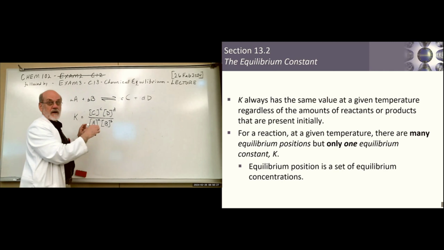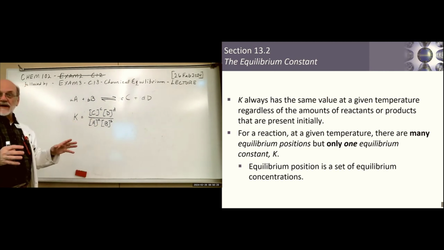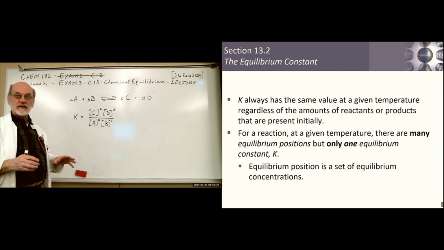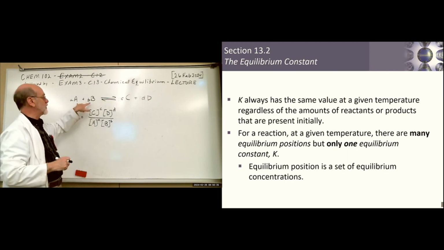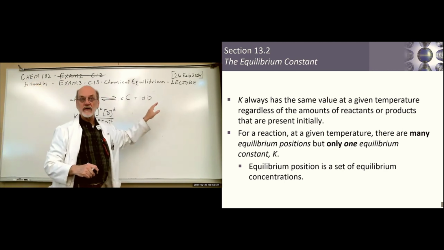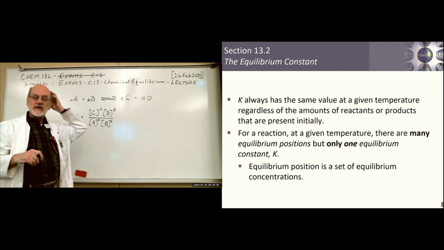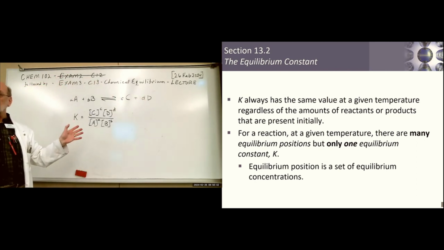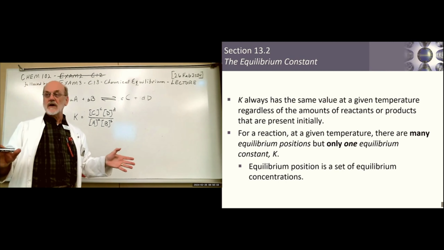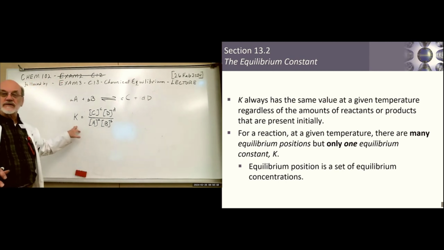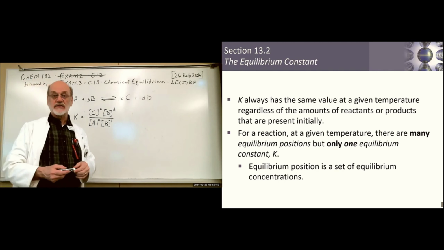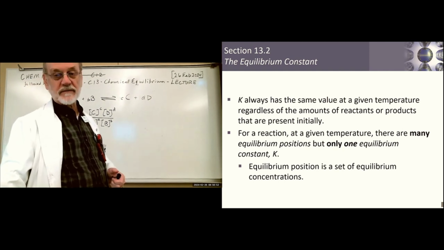But if we start off with different values here, even if we start off with something here, here, and here, when it reaches equilibrium, it may be at a different position. The concentrations will not be the same as if you started off with only reactants and produced products. So the equilibrium position has an infinite number of possible concentrations of reactants and products, while the equilibrium constant is just that. It is constant for a given temperature.